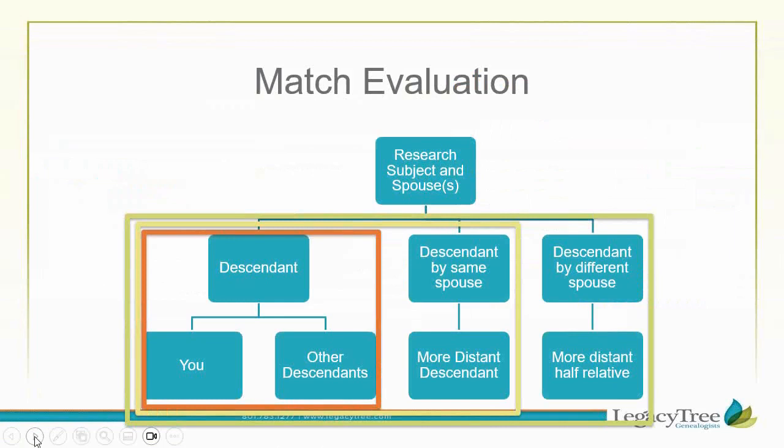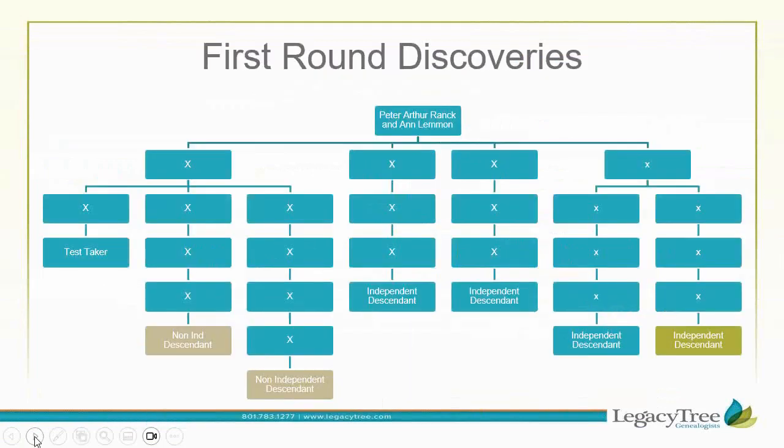So I went through this process. I began evaluating each match. And what did we find? Well, we found two non-independent descendants. So we found a first cousin 2 times removed and a first cousin 3 times removed who were shared matches to these independent descendants, but who all descend from the same grandparent of the test taker. So that won't help us to filter further, but it is helpful information.